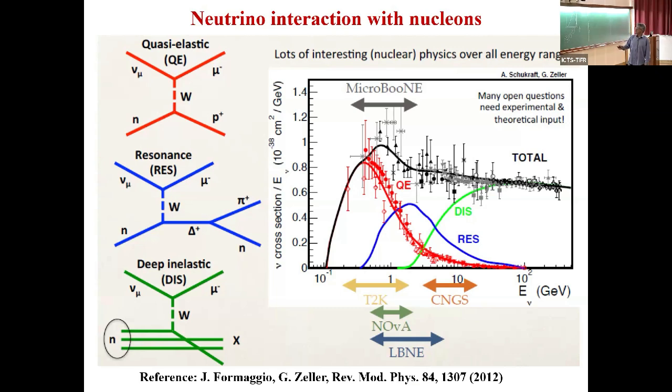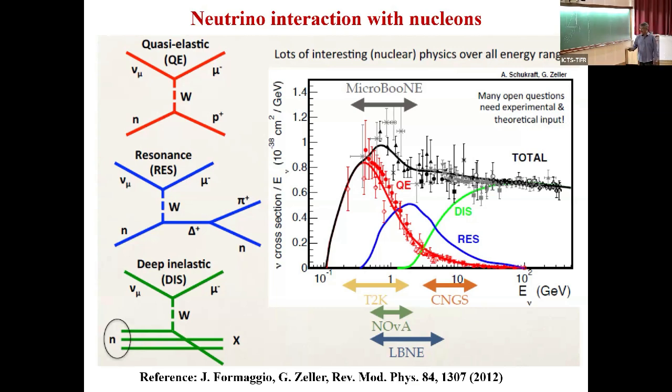But after about 10 GeV, the cross section per E is almost flat. That is, the cross section is proportional to the neutrino energy. The cross section goes this way. And these are a few different experiments and the energy ranges they took.